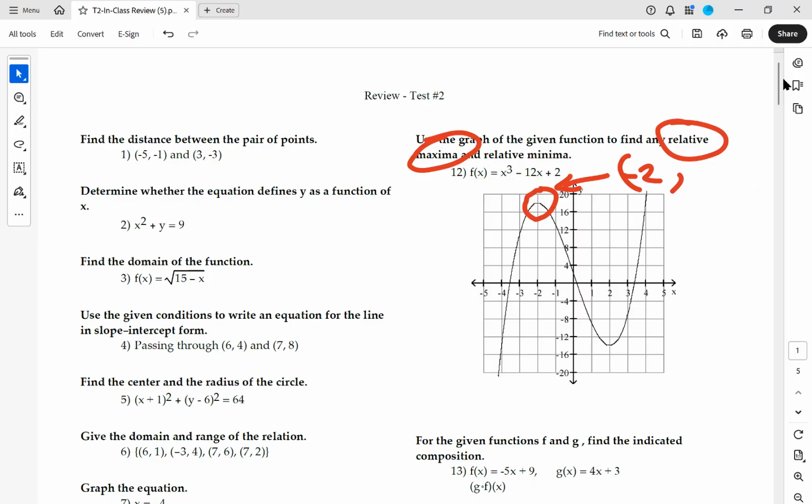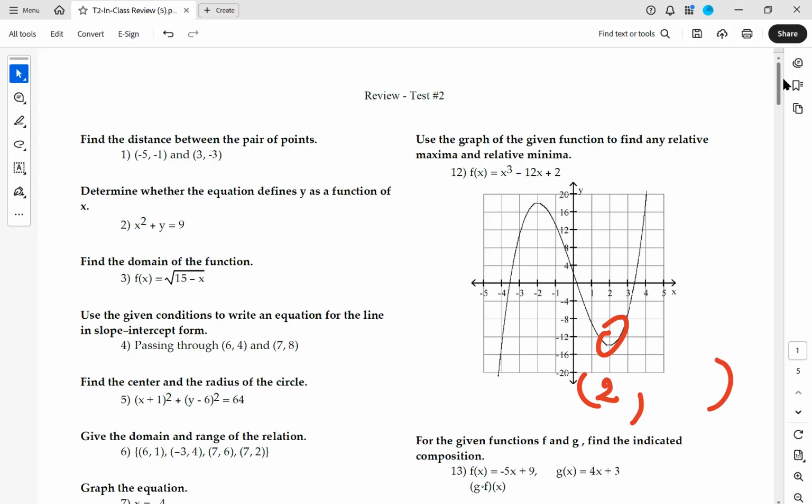So that would be your relative max, and then your relative min would be this other point right here. Again, you know the x coordinate is 2, and the y coordinate you would figure out by plugging 2 into that.